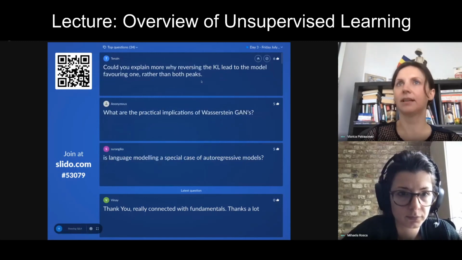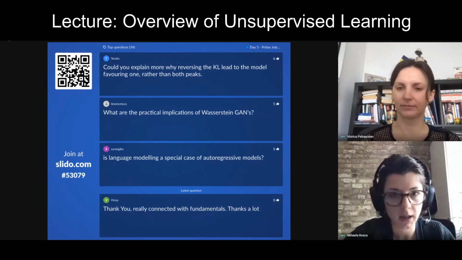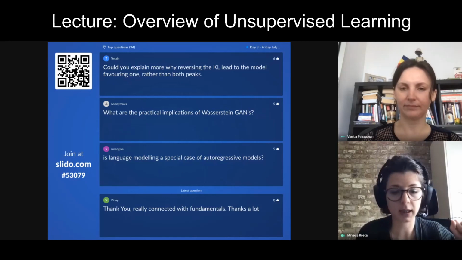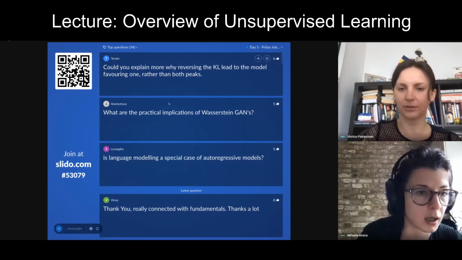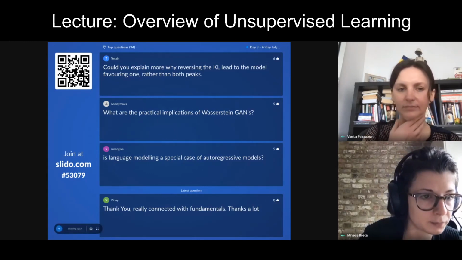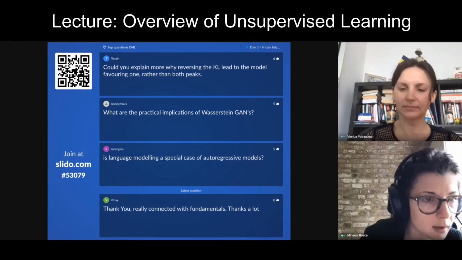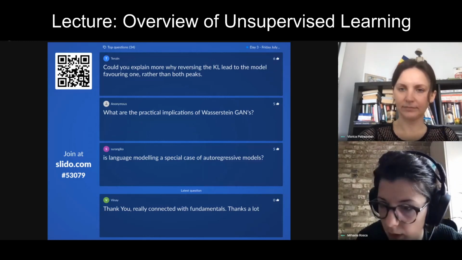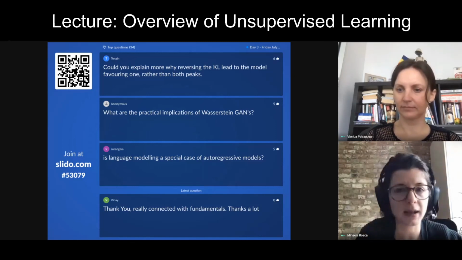Great. Can you explain more why reversing the KL leads to the model favoring one peak rather than both? Yeah, I can explain this, and I can also maybe make a small drawing for the doc. So the idea is that it goes back to the... Can I present again, just briefly? Sure. I can just show that here in the objective. Where did we see the reverse KL? But here it is. It's not letting me present at the moment.